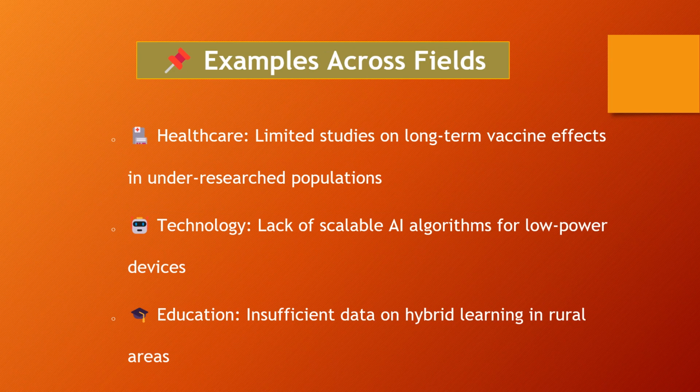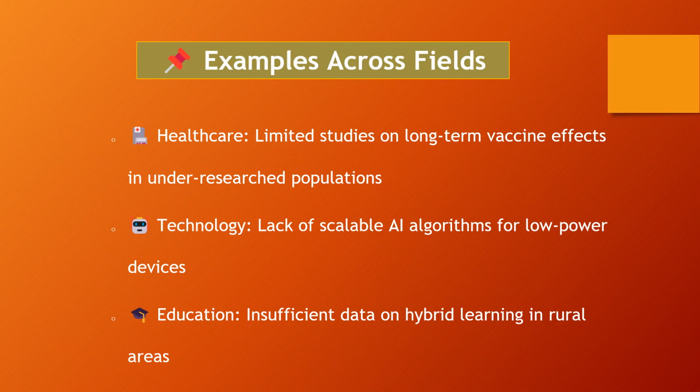Now let's look at an example across fields. In healthcare, we have limited studies on long-term vaccine effects in under-researched populations. In over-researched areas, like urban areas and developed countries, we have many works about them. But how about underdeveloped areas, like some countries that are not well known, or some rural areas that are not yet pronounced? People tend to shy away from such places. So if you really want to contribute to knowledge, you can try rural areas sometimes.